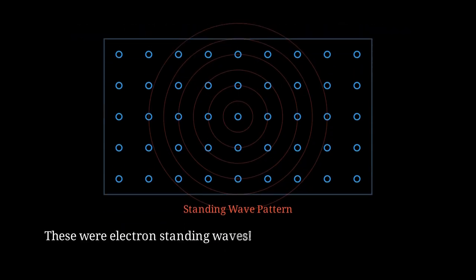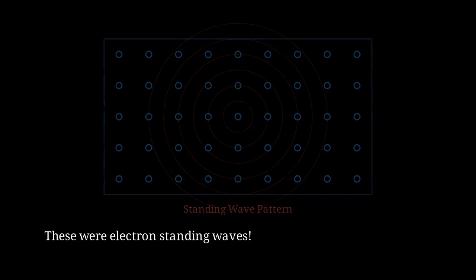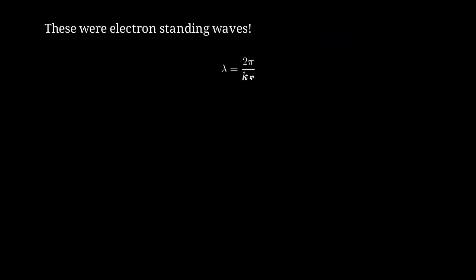The answer was remarkable. These were electron standing waves on the surface. Electrons confined to the surface behave as waves, and when they encounter obstacles, they create interference patterns. The wavelength of these patterns is λ = 2π/k_f, where k_f is the Fermi wave vector. This provided direct visualization of quantum mechanical wave functions.